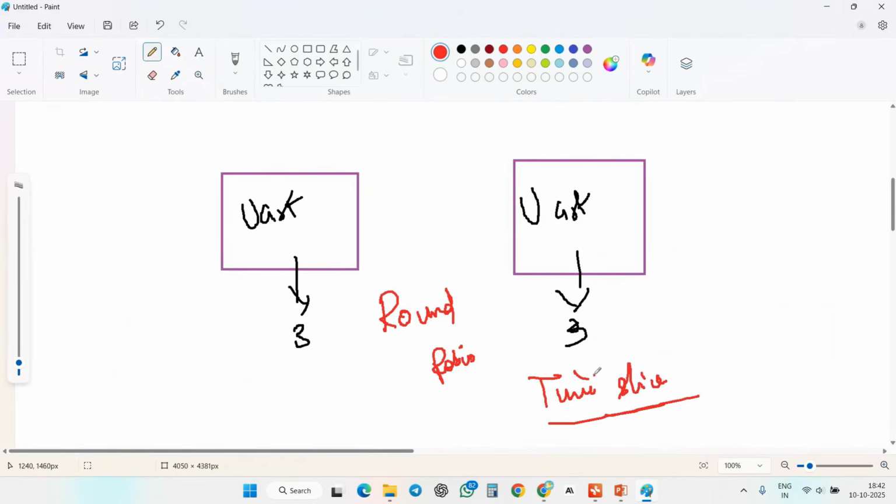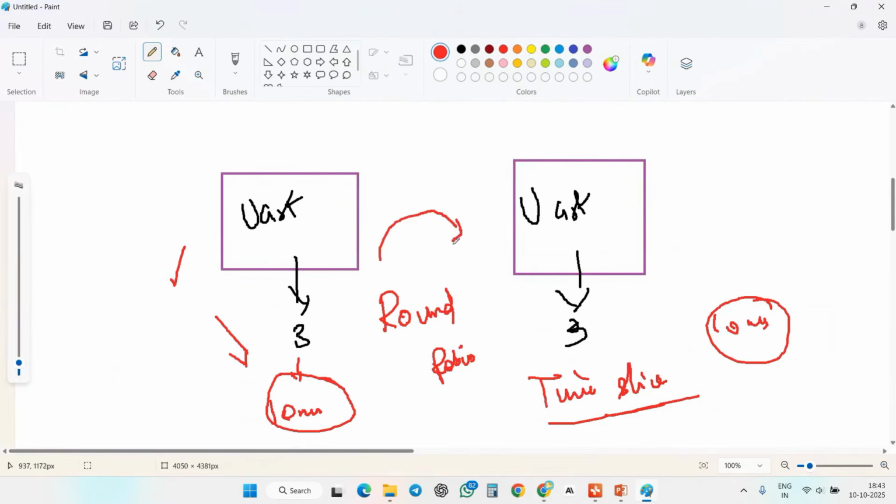Whenever you have same priority tasks, it slices the time. So here, task 1 takes 10 milliseconds and task 2 takes 10 milliseconds. Once task 1 has completed its 10 milliseconds, you move to task 2. Even if it is not completed within this duration, when it reaches 10 milliseconds, it automatically moves to task 2.